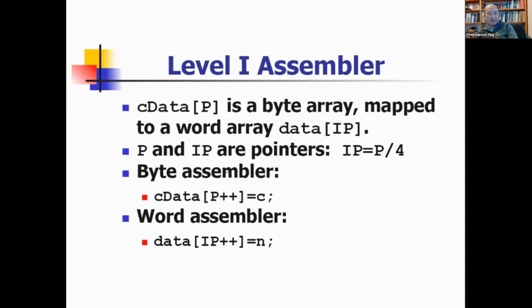So here is the byte assembler. This is a level 1 assembler. With this C code, you can add 1 byte to the dictionary. And with this 1 line of code, you can add 1 word to the dictionary. So C data and the data are the same array, but organized in bytes or in words. You just have to access them with different pointers.